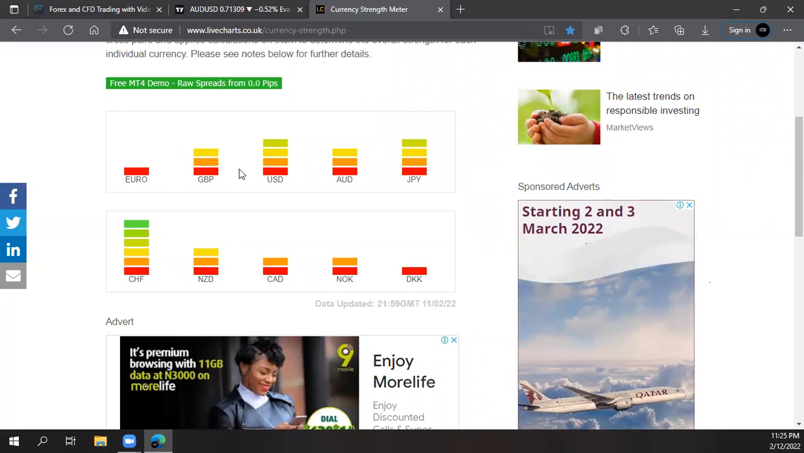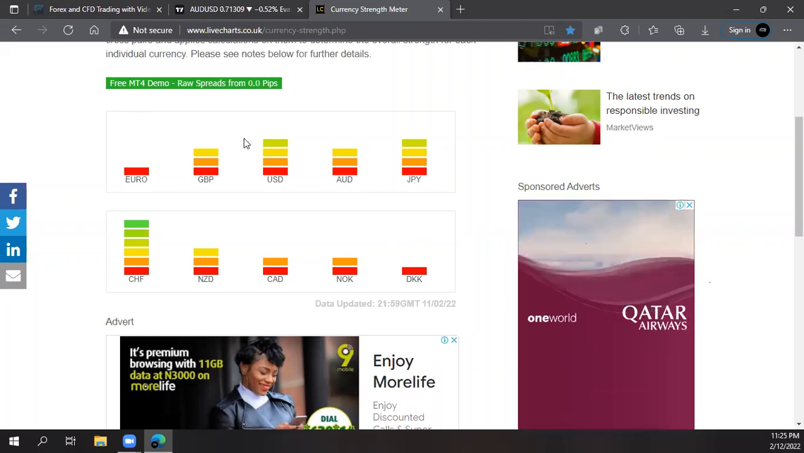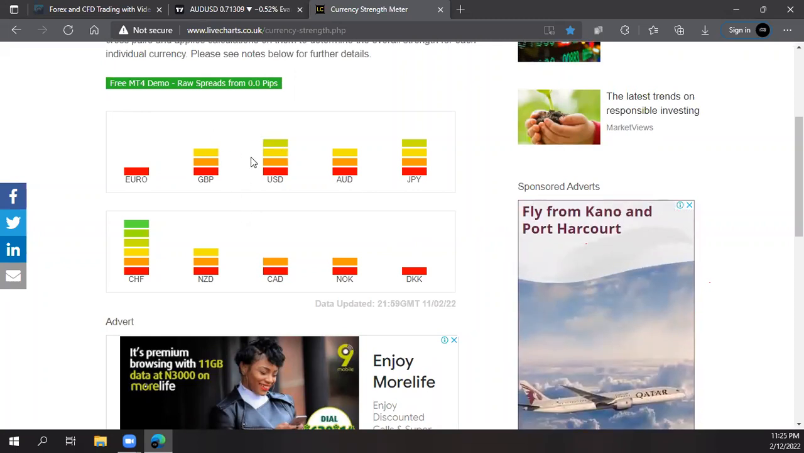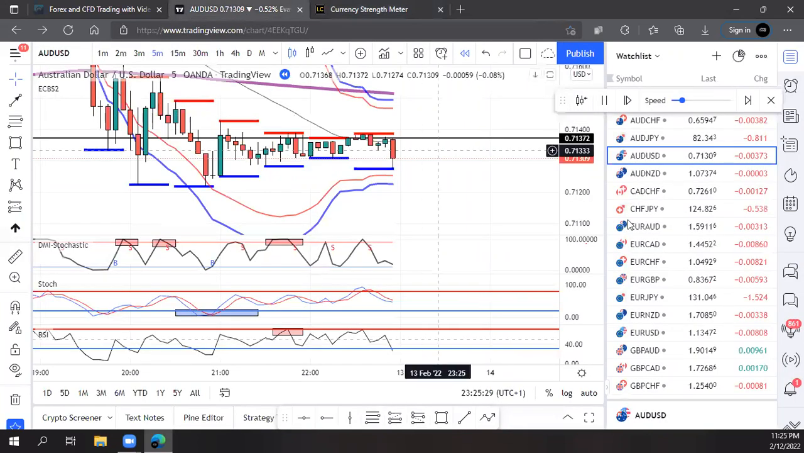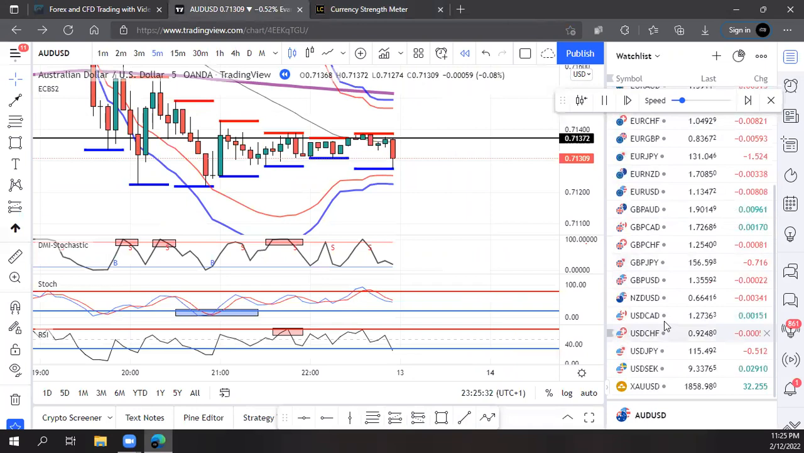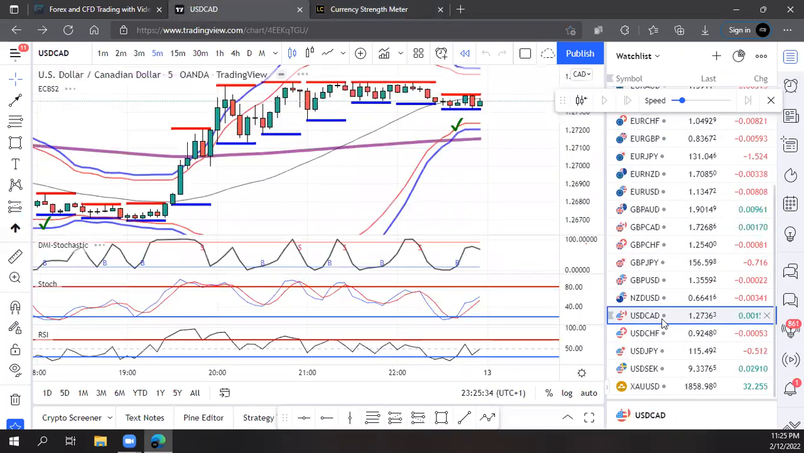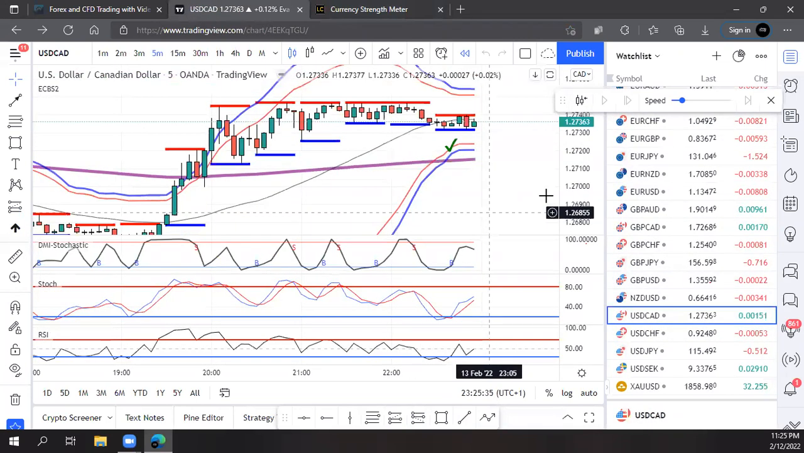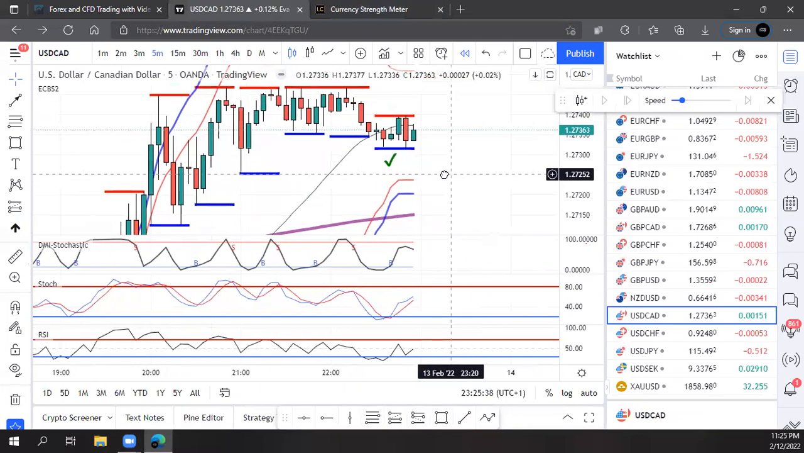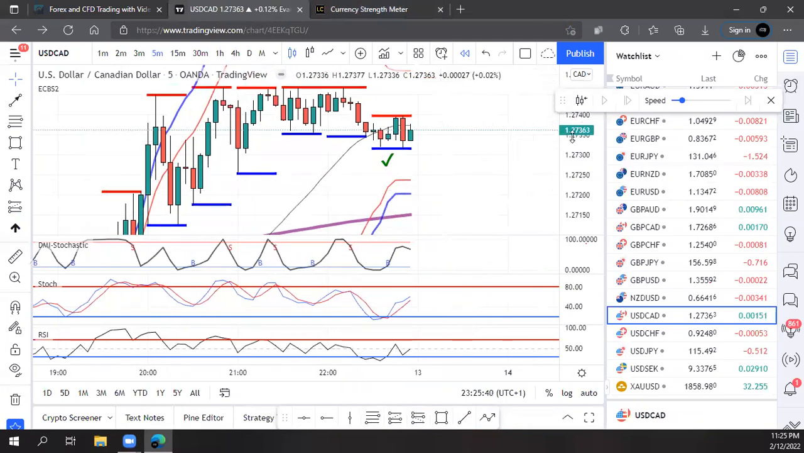If I show you the trades I took on Friday before the market closed, everything I was doing was selling, right? So we actually have USD CAD for a buy. Let's look at USD CAD. Let's see if you can spot a buy example on USD CAD.